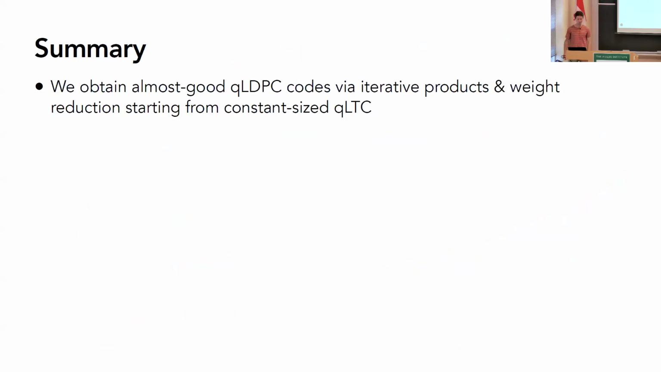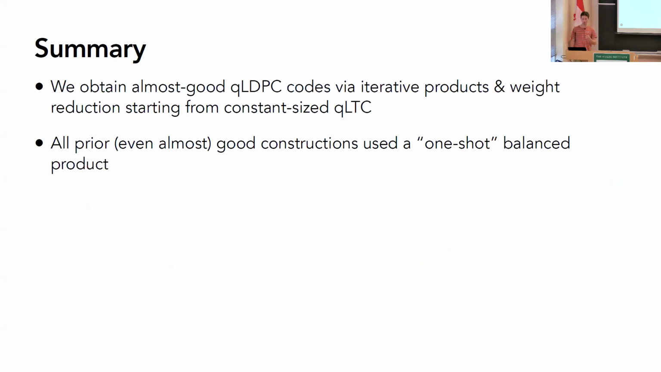So just to wrap up, we obtain an almost good family of quantum LDPC codes, meaning the dimension and distance grow almost linearly in the block length, using iterated products and weight reduction, starting from a constant size quantum locally testable code. Whereas all prior constructions with similar parameters use this one-shot balanced product construction.